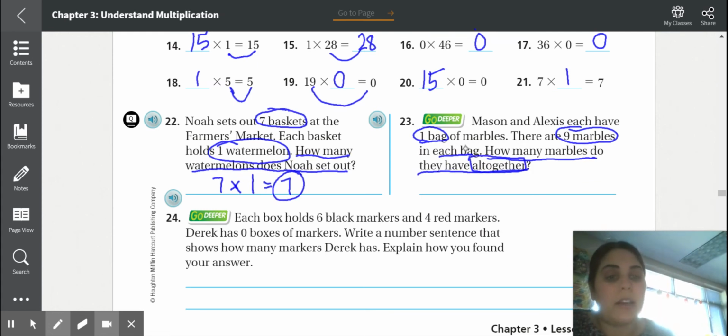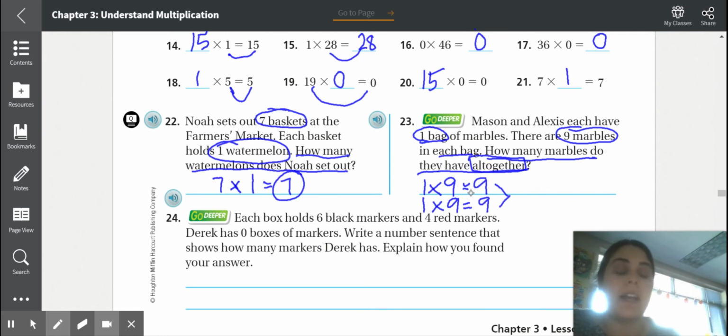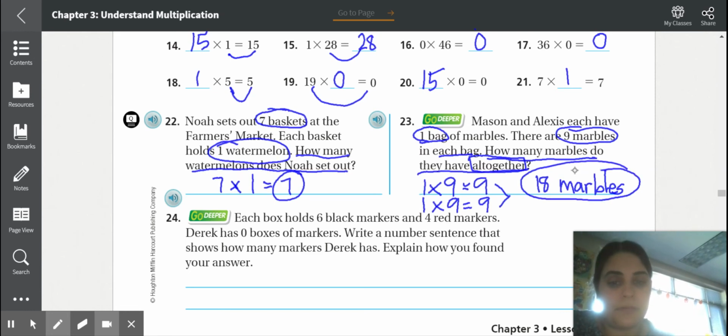So let's do Mason. Mason has 1 bag of marbles and he has 9 marbles in that bag. So that's 1 bag times 9 marbles equals 9. And the same thing is for Alexis. She also only has 1 bag of marbles times 9 equals 9. We want to know how many that is all together. So let's add 9 plus 9. That's a doubles fact. 9 plus 9 is 18. So they have 18 marbles all together.